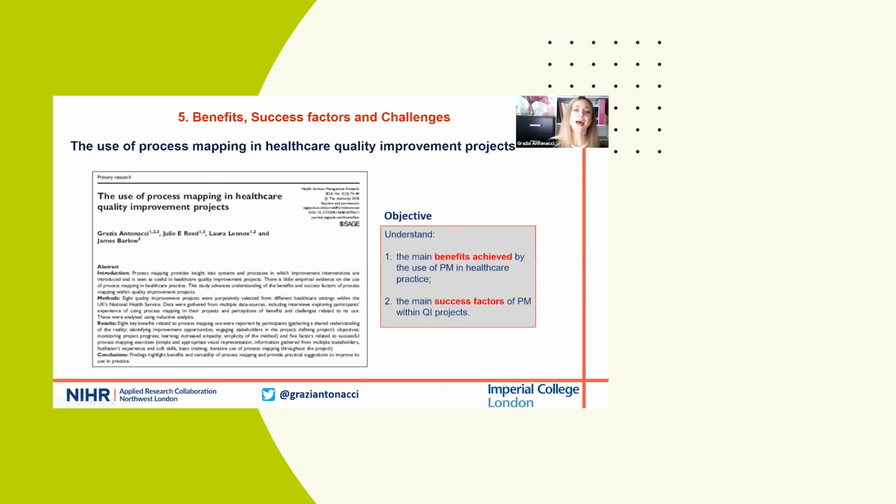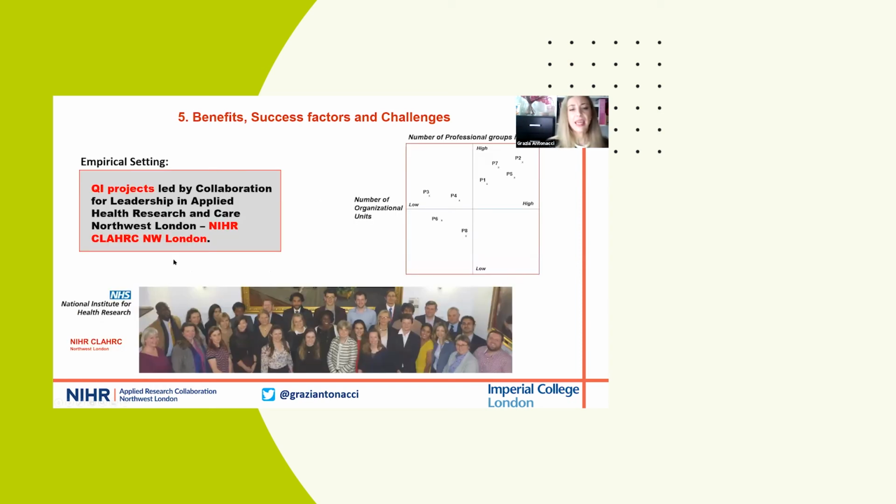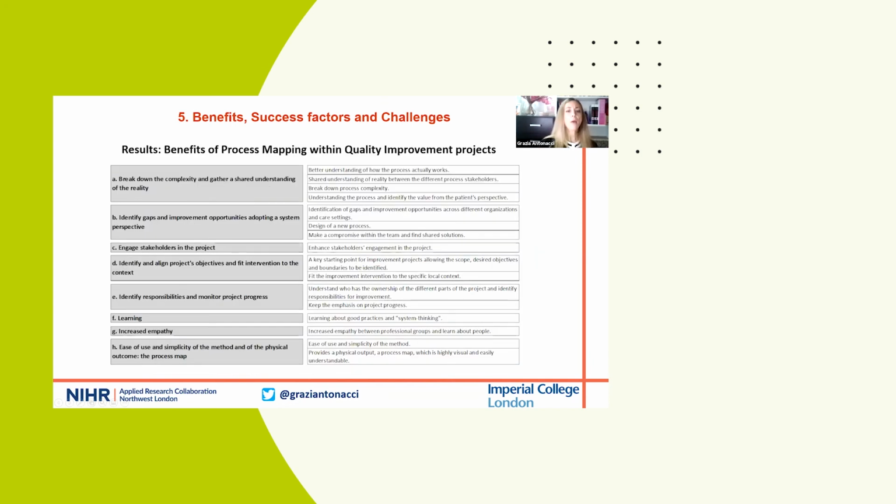As I was mentioning earlier, I also conducted an empirical study aimed at understanding the main benefits achieved by the use of process mapping in healthcare practice and the main success factors of process mapping within improvement projects. In this study, I conducted qualitative interviews with participants having different backgrounds and roles within 8 project teams in the NHS. Participants reported a series of benefits regarding the use of process mapping in healthcare, which mostly overlapped with what I found in the literature.